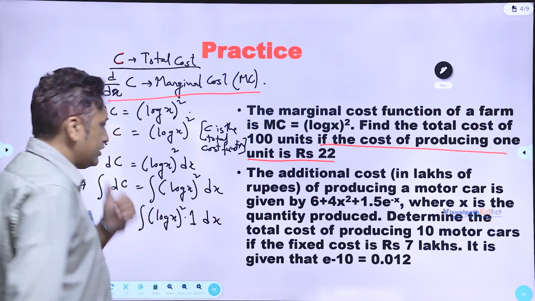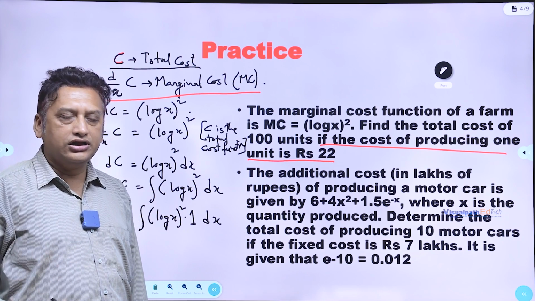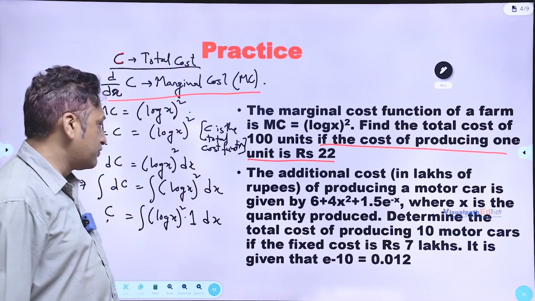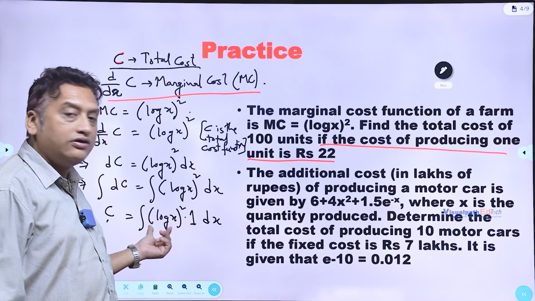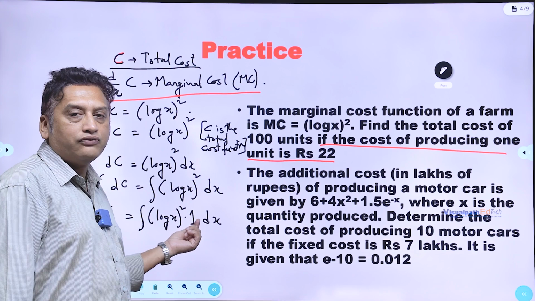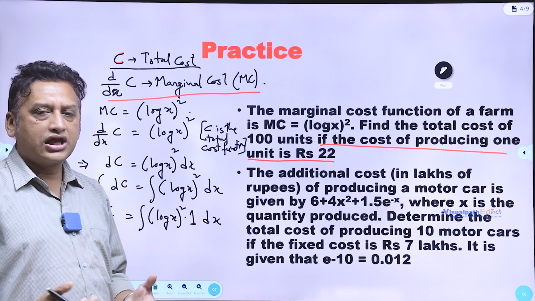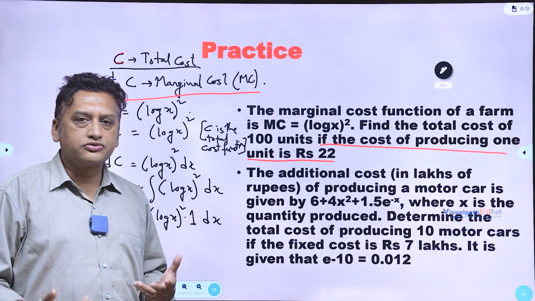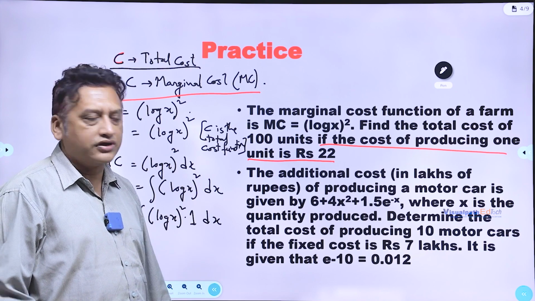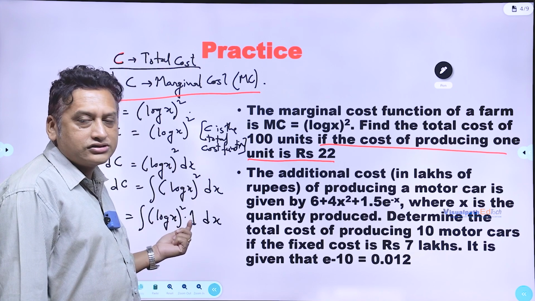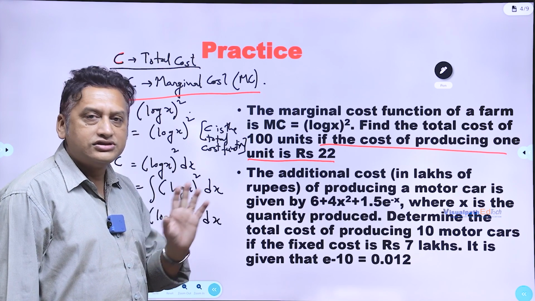If you remember the acronym LATE, the first letter L stands for logarithmic function. We have a logarithmic function, so obviously this will be our first function. Then we have 1, which is an algebraic function. An algebraic function can be in terms of variables or in terms of a constant. So 1 is a constant and that is an algebraic function. So obviously log x will be your first function and 1 is your second function.